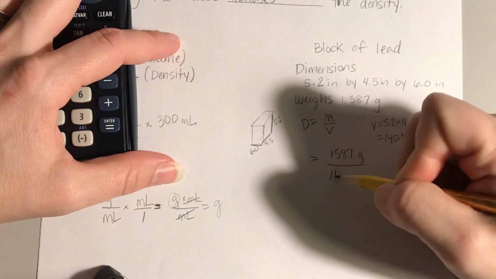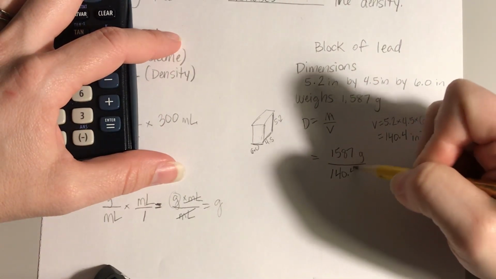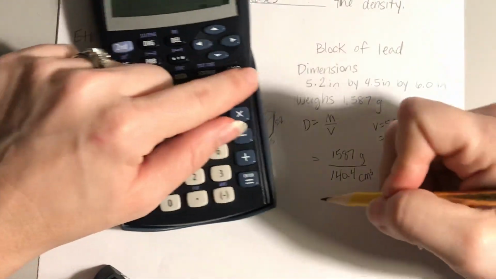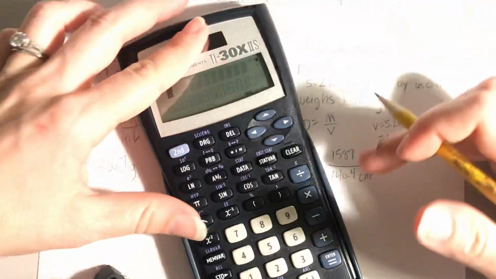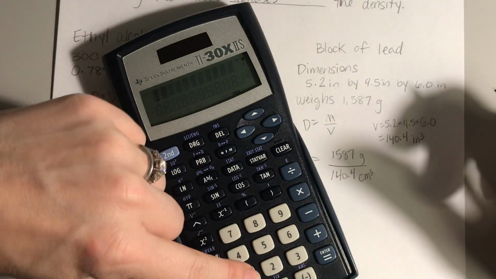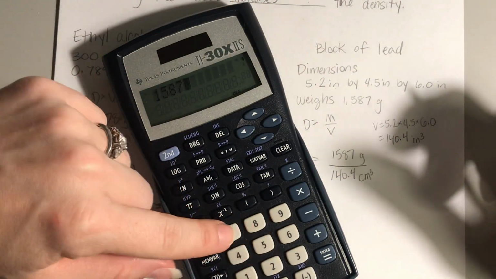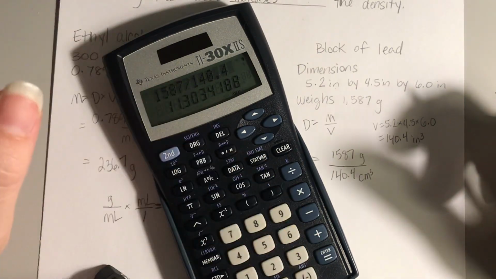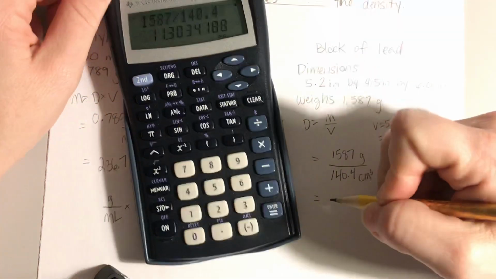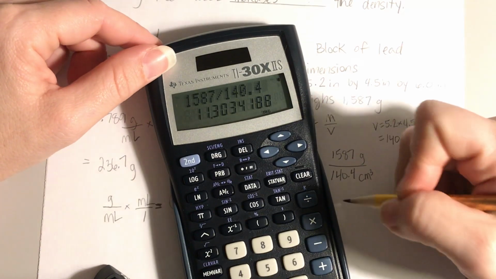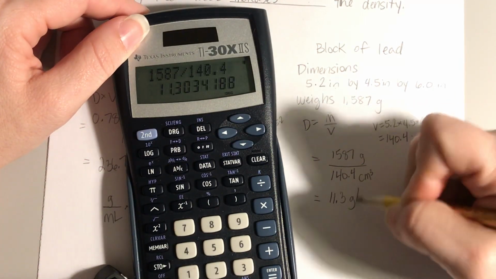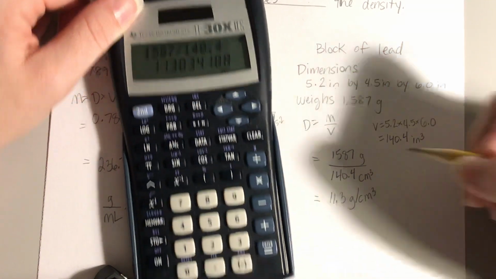So we divide this number by the volume that we just found. All right, so to find the density, we just take this number, divide by that one. 1587 divided by 140.4. All right, that is equal to 11.3 grams per cubic centimeter.